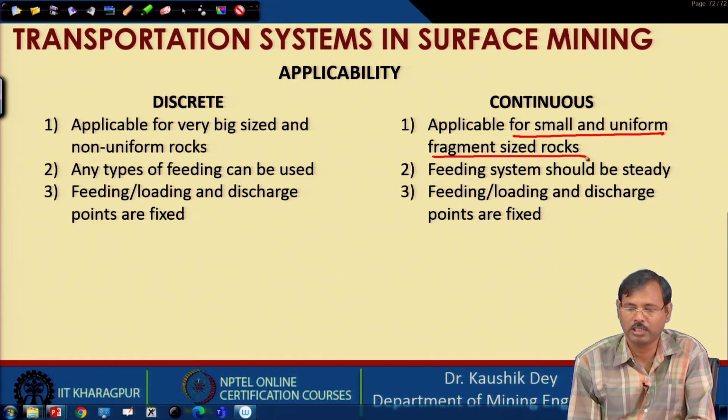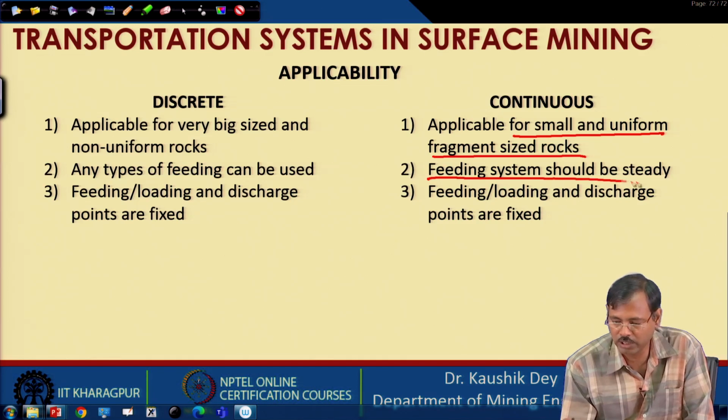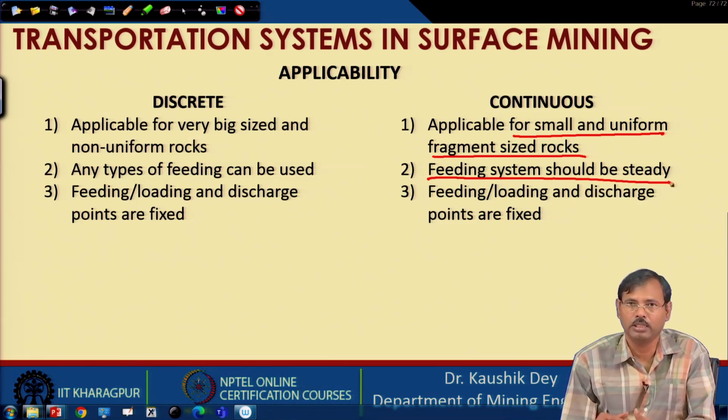Large boulders cannot be taken in the conveyor system, and if the boulder size distribution is very scattered, then also it cannot be taken in the conveyor system, because that will spill out from the conveyor. And the feeding system should be a steady feeding system. You cannot directly dump one bucket load onto the conveyor. The bucket has to be discharged on a feeding system, that may be an apron feeder, a belt feeder, whatever feeding system is there.